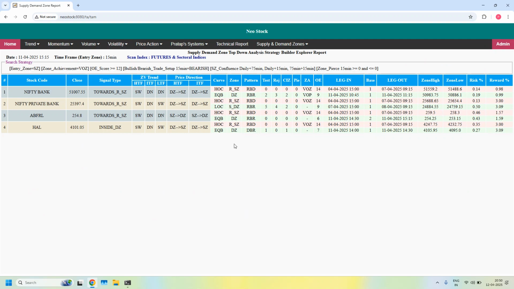In all the 4 stocks, these 15 minute supply zones are overlapped with 75 minute supply zones and both together again overlapped with daily supply zones. Even NIFTY is also having. That means these 15 minute supply zones are fine-tuned supply zones in daily. That is how you should understand.